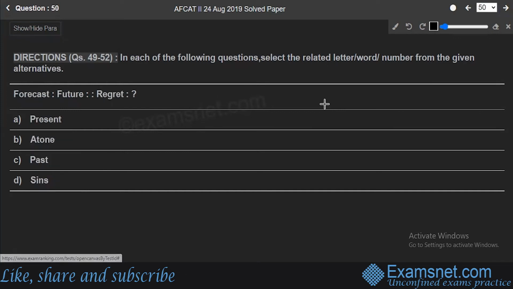Let's move to question number 50. In each of the following questions, select the related letter word number from the given alternatives. Forecast, future; regret will be related to what? See, forecast is like the future. What will happen in the future? We are doing the forecast. What will happen in the future?